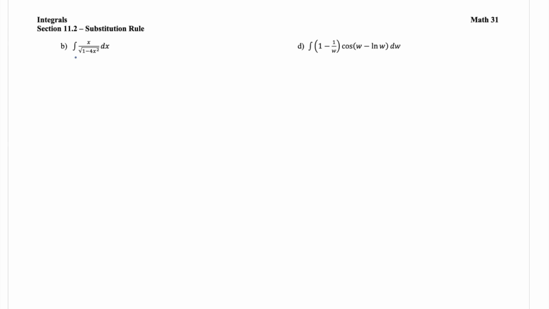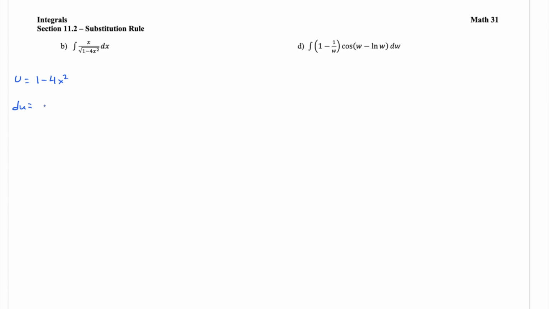All right, so the first one here, we see a square root. Now this one's in the denominator, but that's not necessarily going to be a problem. So we'll do our u substitution. So u then is going to be 1 minus the 4x squared. I can take my du for that. So just taking the derivative of both sides, the derivative of u is du.